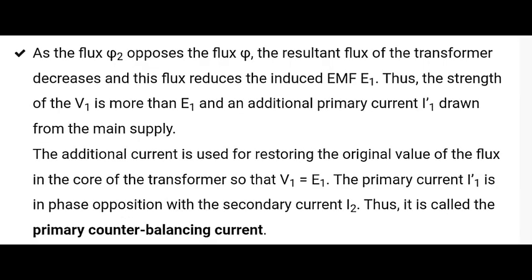As the flux phi 2 opposes the flux phi, the resultant flux of the transformer decreases, and this reduces the induced EMF E1. Thus, V1 is greater than E1 and an additional primary current I1 dash is drawn from the main supply. The additional current is used for restoring the original value of the flux in the core of the transformer so that V1 is equal to E1. The primary current I1 dash is in phase opposition with the secondary current I2. Thus, it is called the primary counterbalancing current.